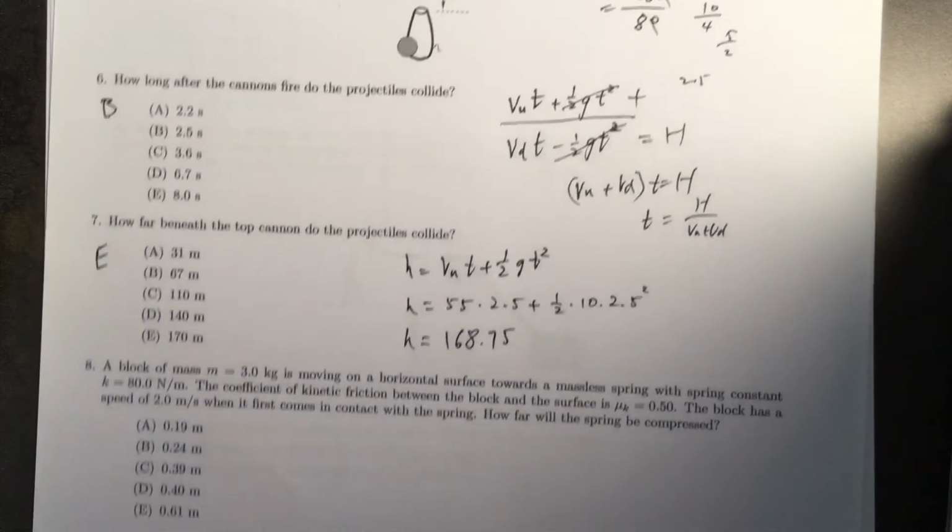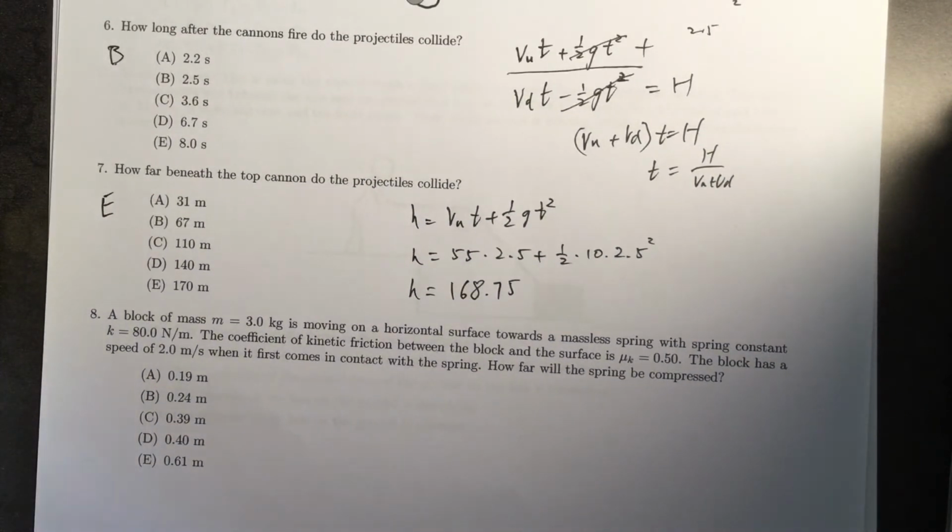So now let's look at number 8. A block of mass m equal to 30 kg is moving on a horizontal surface towards a massless spring with spring constant k equal to 80 meters per second. The coefficient of kinetic friction between the block and the surface is mu k equal to 0.5. The block has a speed of 2.5 meters per second when it first comes in contact with the spring. How far will the spring be compressed?